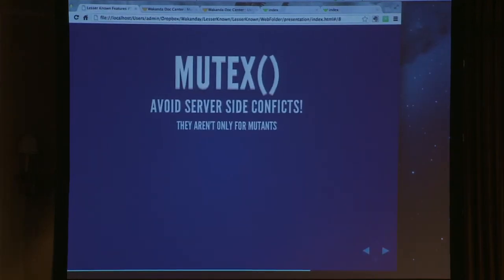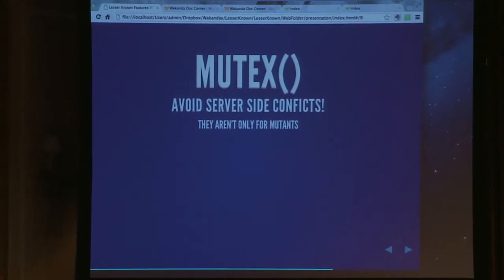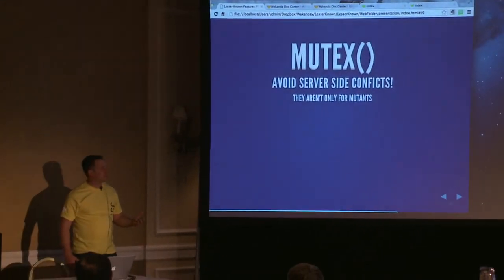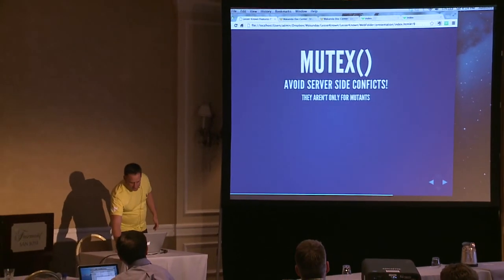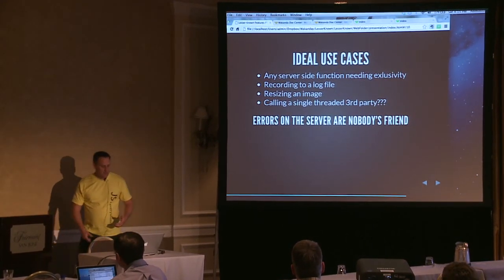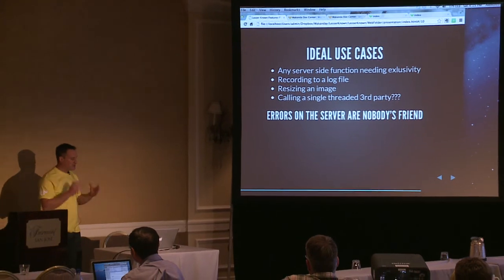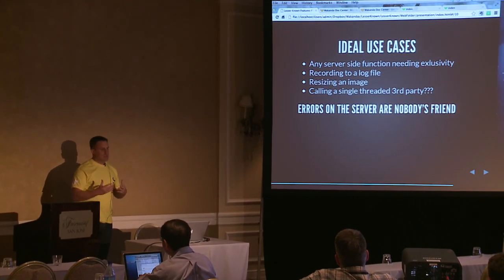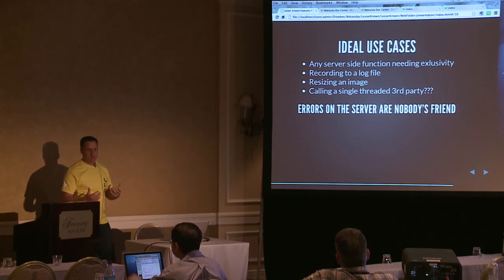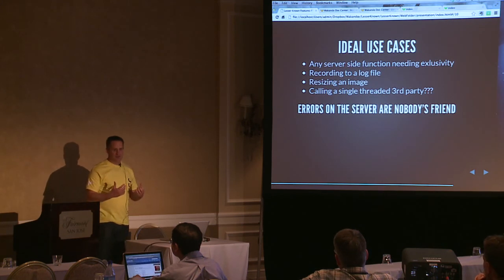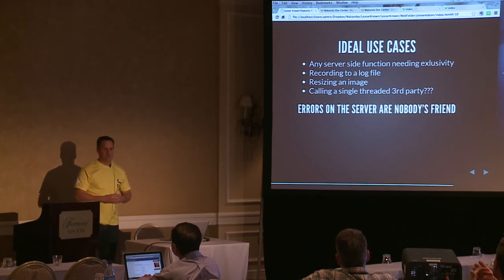Let's see what else we've got here. Mutex. This is a really easy concept to understand, but I don't think a lot of people have read about it. The best way to find out about it is to go to the documentation. Essentially, they're not only for mutants. It's a way of giving a function exclusive access to something on the server. If you're writing to a file, that would be a good example. Something that, if more than one thread tries to do it, is going to create an error. A mutex is probably a good place for that.